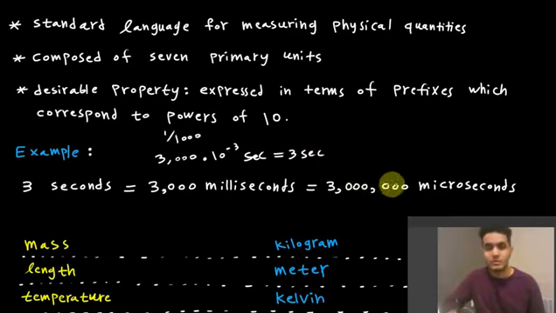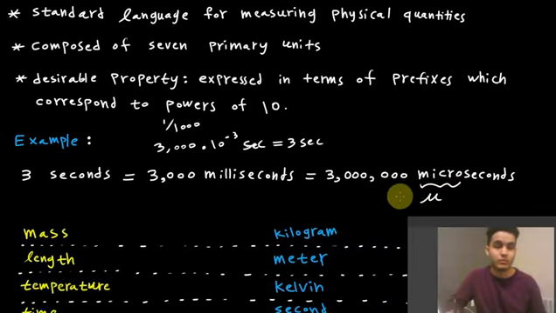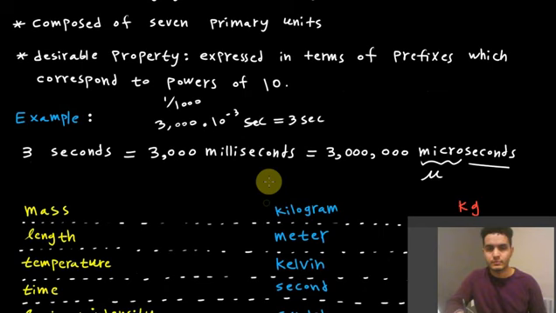You could also say that's 3 million microseconds, because micro, which is represented this way, is 10 to the minus 6, or 1 over 1 million. So when you multiply those out, those zeros cancel and you get 3 seconds. So that's a quick example of how that is useful in terms of representing these quantities.